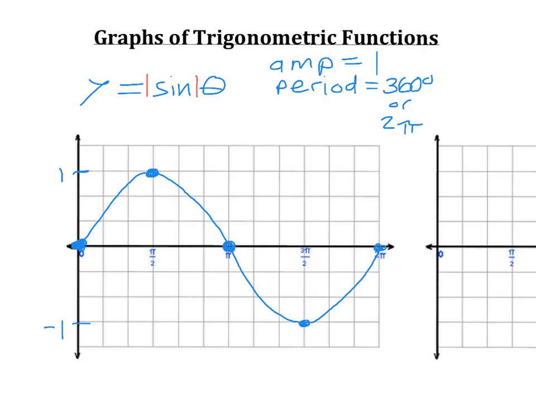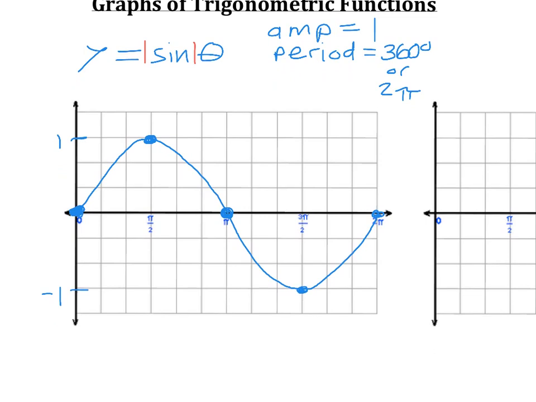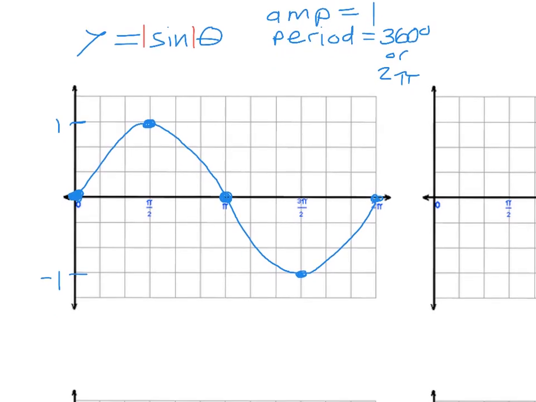Now we're going to show you what the reciprocal of sine looks like. The reciprocal of sine is cosecant. On the same graph, so you could see how they're related, I'm going to graph y equals cosecant of theta. First thing I want you to look at is these 3 spots. At those 3 spots, sine of theta is 0.